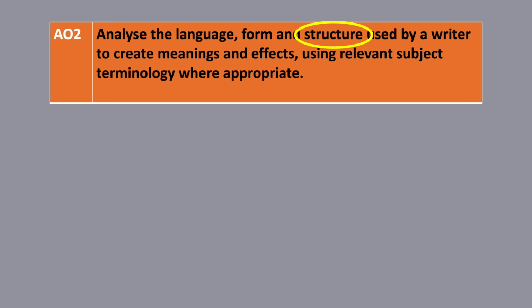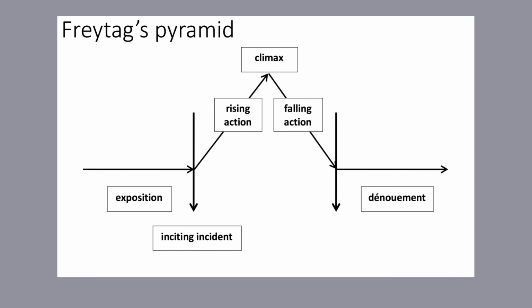Now, for whole text structure, I like to teach Freytag's pyramid, which can be applied to both 5-act plays and novels. It runs from left to right, starting with the exposition where we're introduced to the main characters and setting. Then there's the inciting incident, the trigger or catalyst, which builds up to the climax, the moment of greatest tension in the play, and then the winding down to the end. And we can apply this, for example, to Shakespeare's plays. Here's Freytag's pyramid for Macbeth.